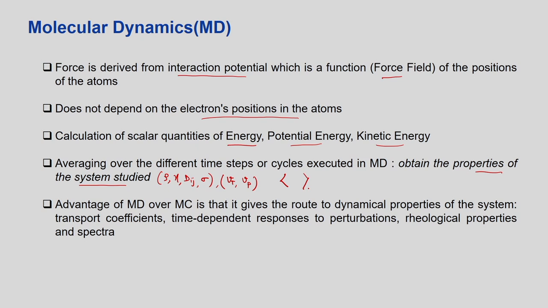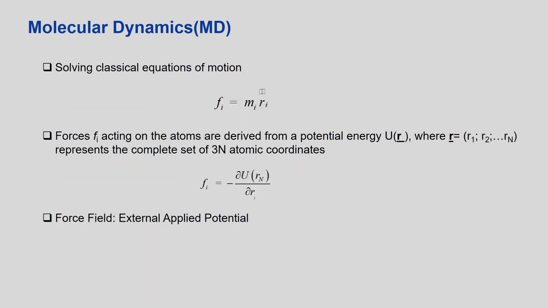So, whenever there are two braces made and if it is E here or V here, it means I am talking about the average values which we have derived in the previous modules. Then this ensembling part comes into the picture, that is the core of statistical thermodynamics. Now, there is another method called Monte Carlo simulation. One advantage is that Monte Carlo cannot be used for time dependent properties unlike MD. So, MD can give time dependent responses to perturbation, rheological properties and spectra, and also transport properties such as viscosity and surface tension.